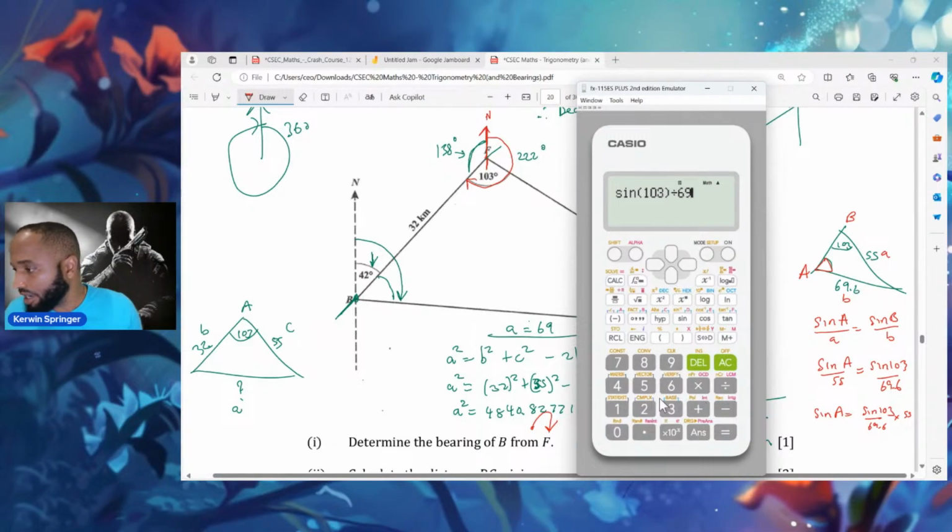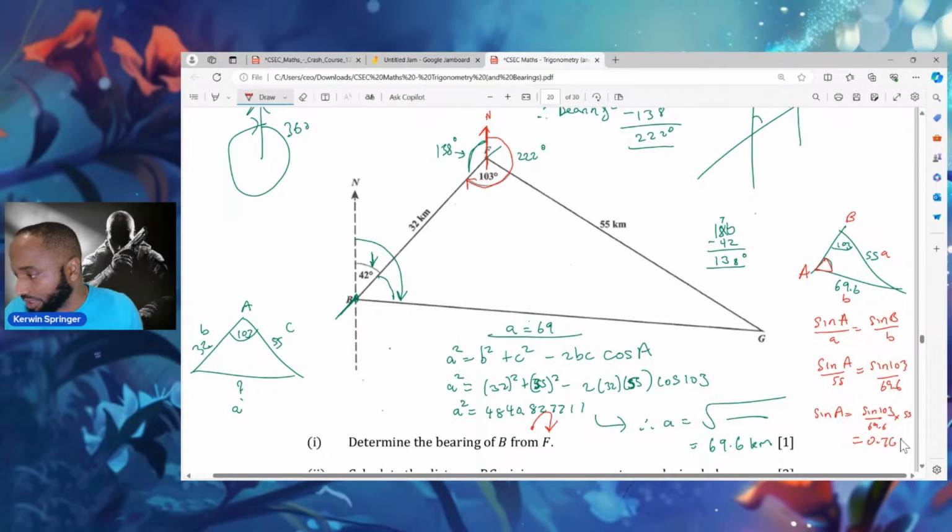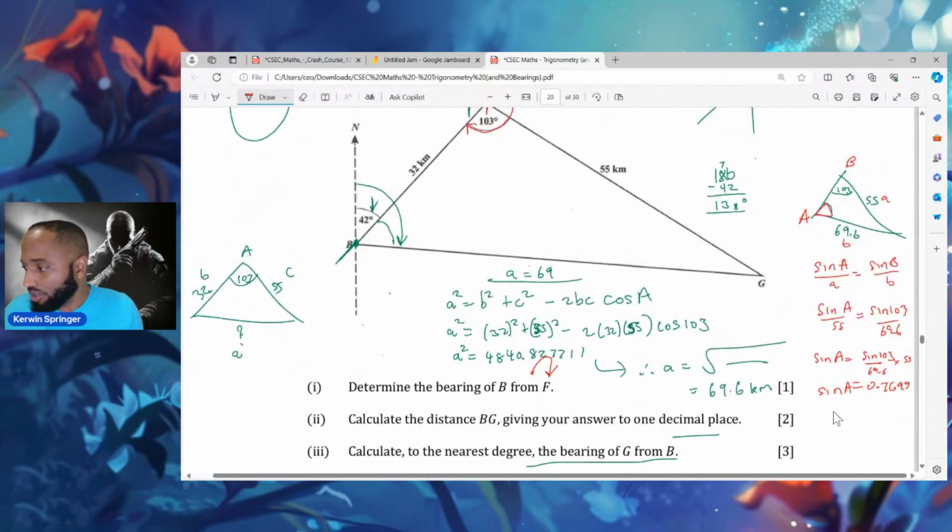I want to put the whole thing in at once. Sine of 103 over 69.6. I could use a more accurate value here if I'm feeling like it, but I'm not feeling like it, to be honest. And 0.7699 is the number here. That's the sine of A. What I need is A, so I need A to be the sine inverse of what we just got there.